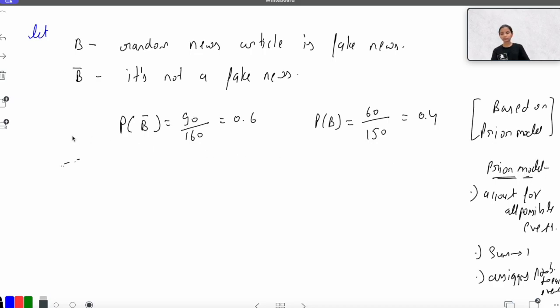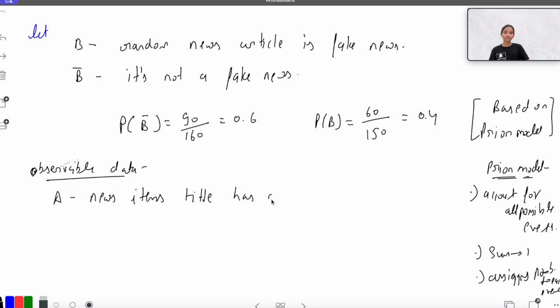Okay, now consider our observable data. What is our observable data? The observable data suggests, let's say, an event A, that the news item's title has an exclamation mark.